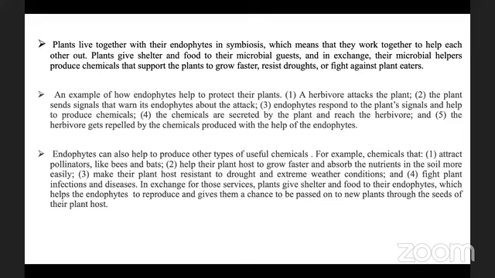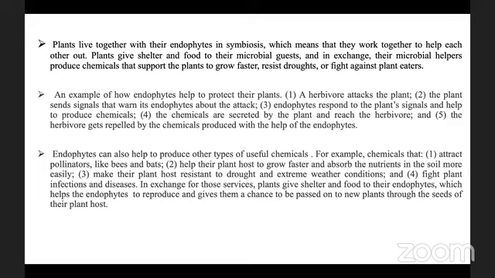So here, as we consider this particular example, the plant gives food and shelter to the endophytes, and in return the endophytes give protection against herbivory attack. This is one type of help that any endophyte can provide to any plant. Now, apart from that, endophytes can help the plant in many other ways also, like they attract pollinators like bees and bats. They help their host plant to grow faster and absorb nutrients from the soil.